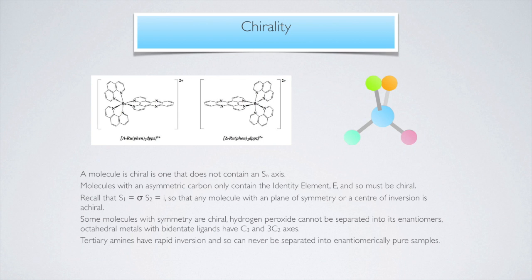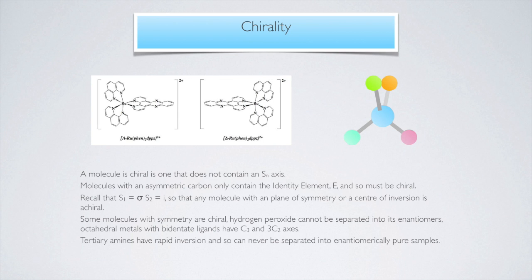And you'll remember from earlier on that S1 is equal to a mirror, and S2 gives you the centre of inversion, so that any molecule with a plane of symmetry or a centre of inversion is not chiral, it's achiral. Some molecules with symmetry are chiral, hydrogen peroxide for example, but it can't be separated into two enantiomers because it exchanges too quickly.